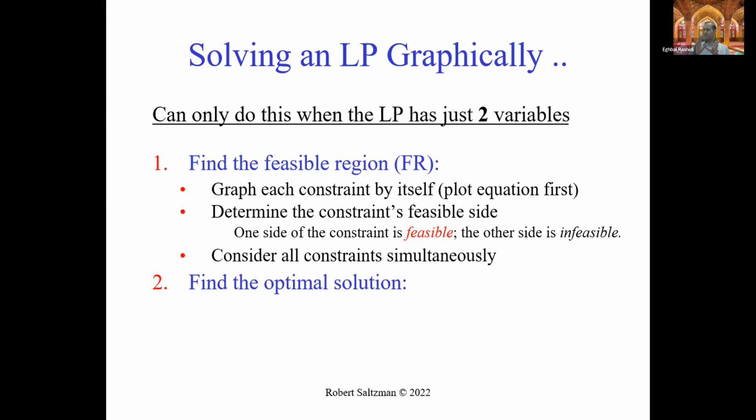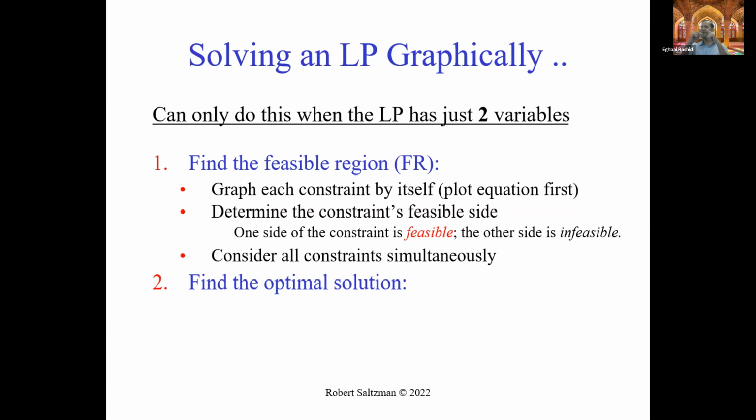All right, so after you find all your feasible region, you want to solve your problem to optimality, find the optimal solution. So this is actually pretty easy. What you need to do is find the corner point or feasible corner point. A corner point is the point that is the intersection of two constraints.